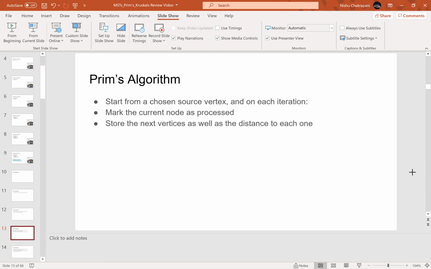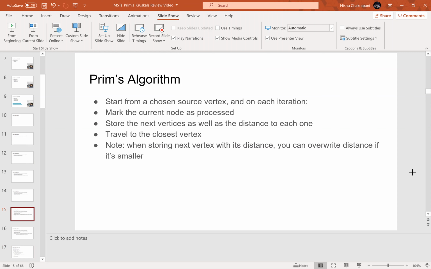And you could include candidates from your previous iteration. But basically, out of all your candidates that you could go to next, you want to then go to that closest one, that shortest one with the smallest edge weight. And that edge that you've just traveled along would be part of your MST.